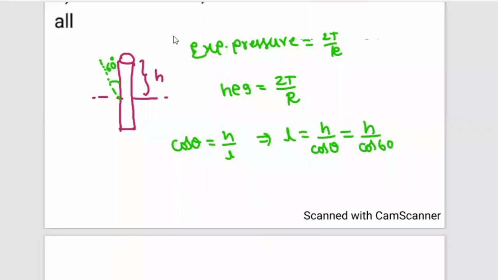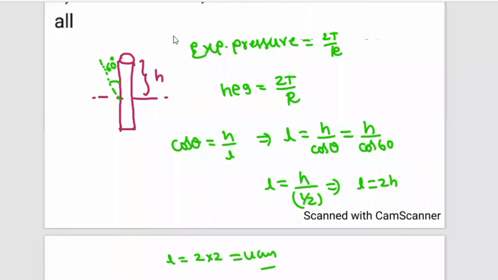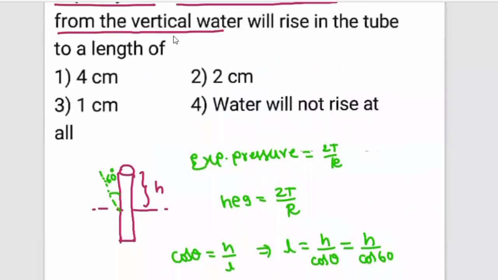Height in the problem they gave. Cos 60 means 1 by 2. So L is equal to H divided by 1 by 2. You can write L is equal to 2 times H. H is given as 2 centimeter, so L is 2 into 2, that is equal to 4 centimeter. So in the given problem, option 1 is correct, 4 centimeter.